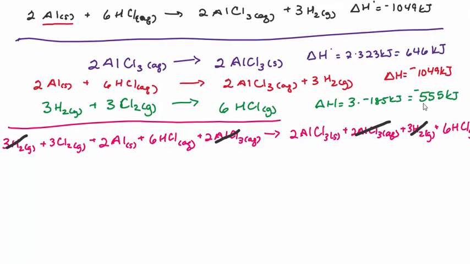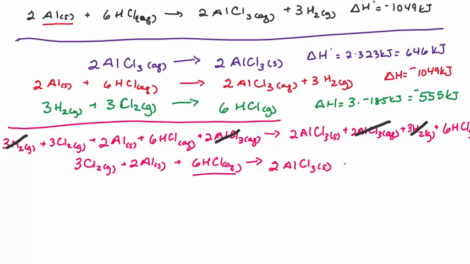I have my 3 chlorine, I have my 2 aluminum, and then I have this hydrochloric acid term that I need to get rid of. Then on the product side, I have my 2 aluminum chloride solid, and I have 6 hydrochloric acid gas that I need to get rid of.